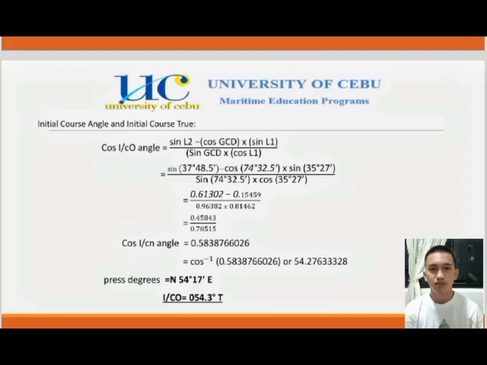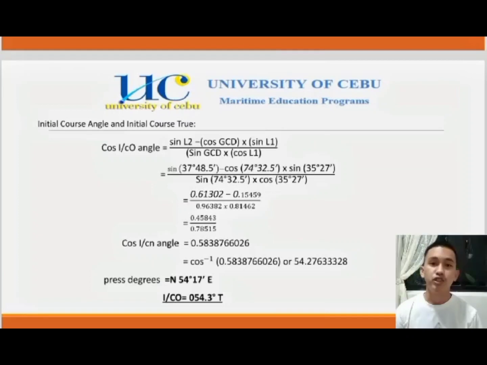So we can now solve our initial course through. Our initial course angle is northeast, so it is placed in the first quadrant. So it stays as is. This is now in minutes in the initial course through, so we need to convert the 17 minutes into degrees. 1 degree is equal to 60 minutes, so 17 divided by 60 is equal to 0.3. So our initial course through is 54.3 degrees through.